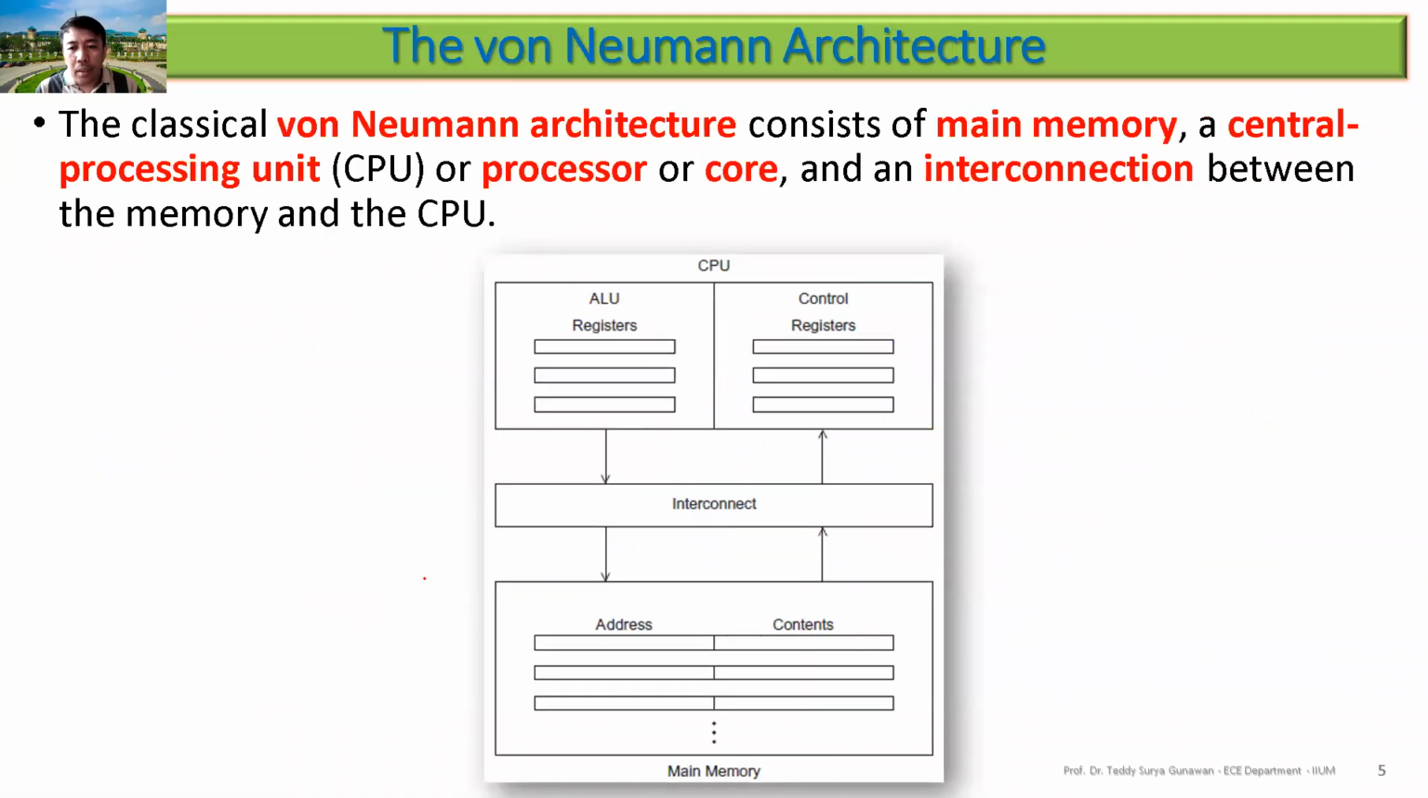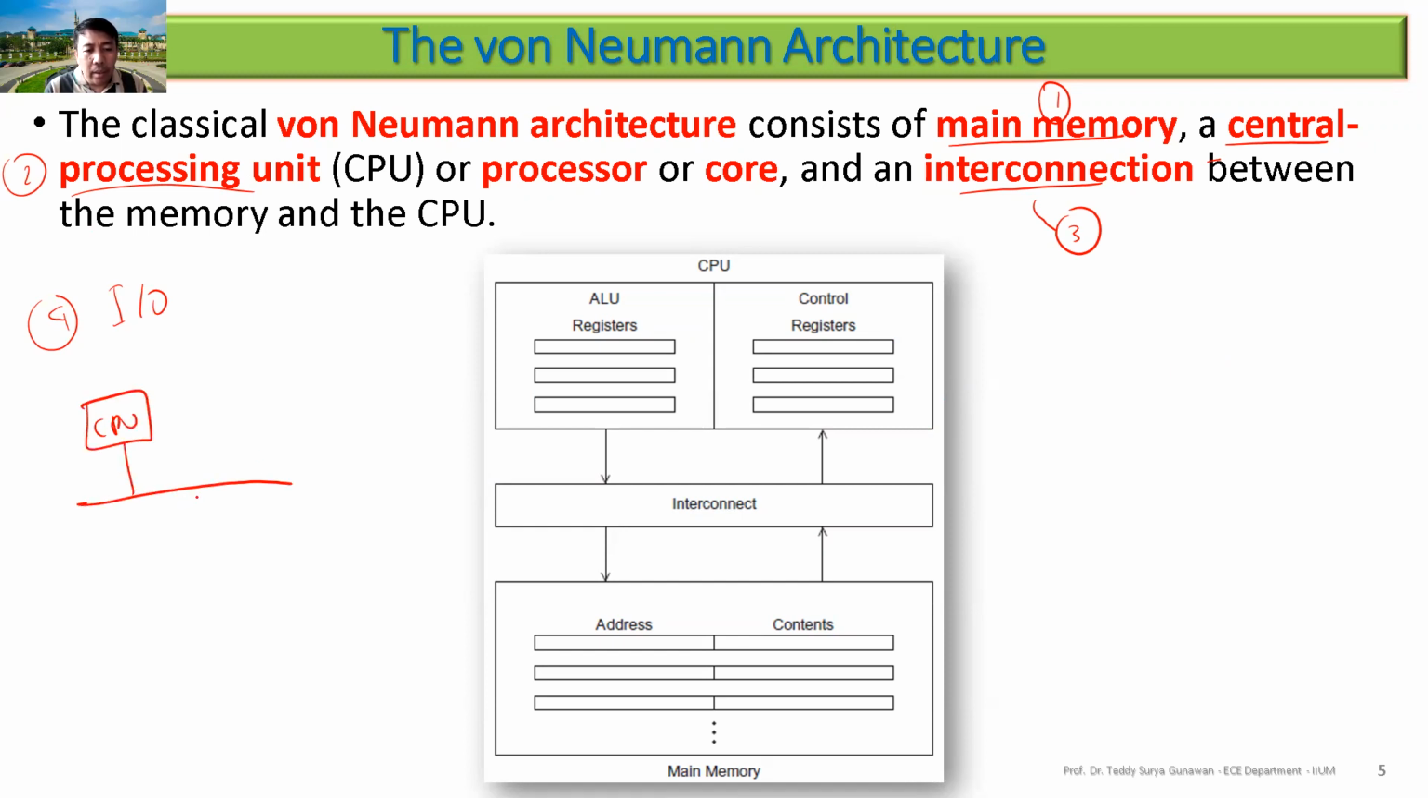The classical von Neumann architecture consists of main memory, this is the first element; the CPU, of course, the second element, or processor or core; and interconnection, number 3. Number 4 is that we have some kind of I/O, but it's also connected to the memory. The very basic is this one: you have the CPU, then interconnection and then memory. If you have I/O, you can plug in here.